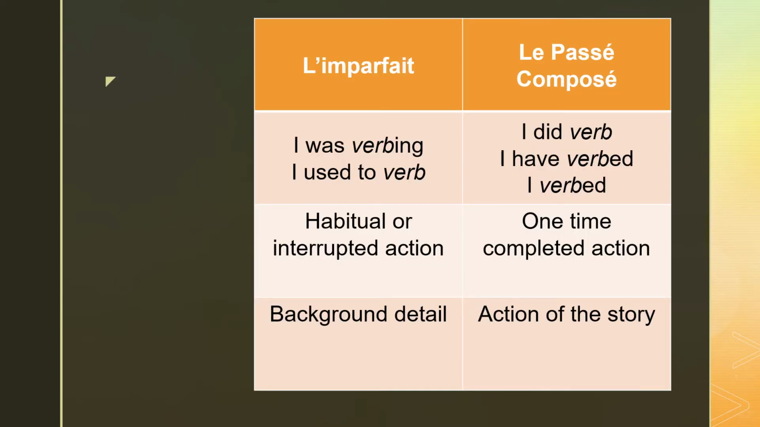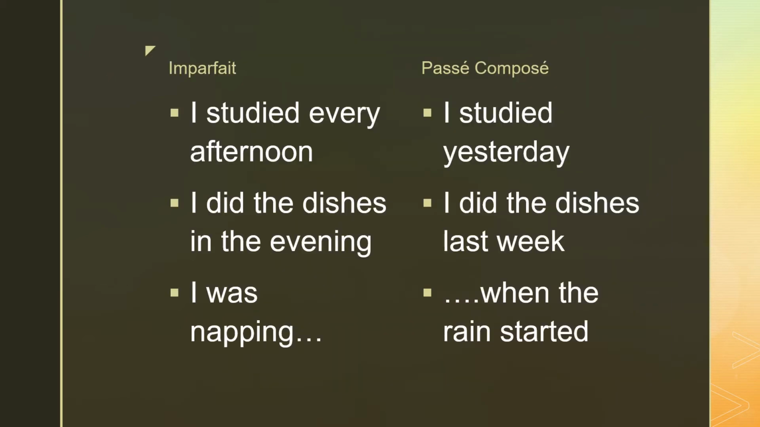Down to the second rule, habitual or interrupted action versus one-time or completed action. This one's kind of a 2-for-1. There's two ideas in each of these that we have to understand. So habitual or interrupted versus one-time or completed. I studied every afternoon. So that was something I did on a habit in the past. Notice it's I studied, which goes against the previous rule we just said. However, the detail every afternoon tells me it was a habit. It happened repeatedly, so I would use the imparfait instead.